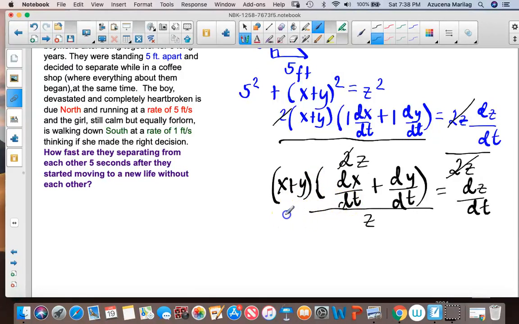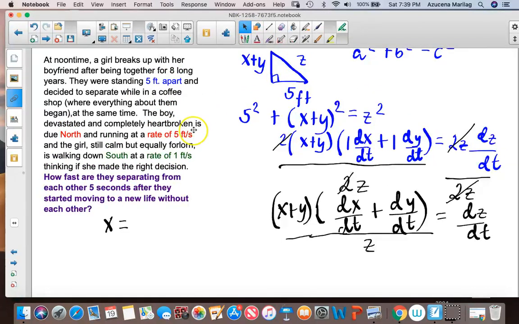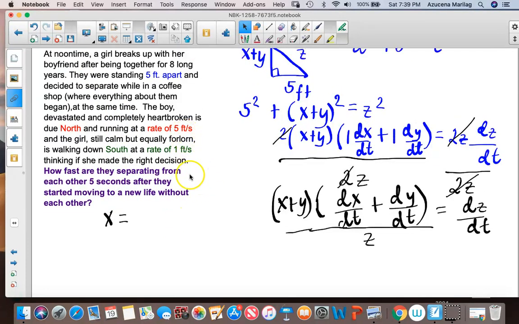Okay. So, you notice here that you have the z variable, but we don't know what z is yet. But we can solve for what x and y are, and then use it to find letter z. If you go back to this part, which I said x represents the distance that the boy traveled, and from looking through the problem again, doing a back read, you will see that it was 5 seconds after they started moving to a new life. So from noontime and then 5 seconds after that. And then it says here 5 feet per second.